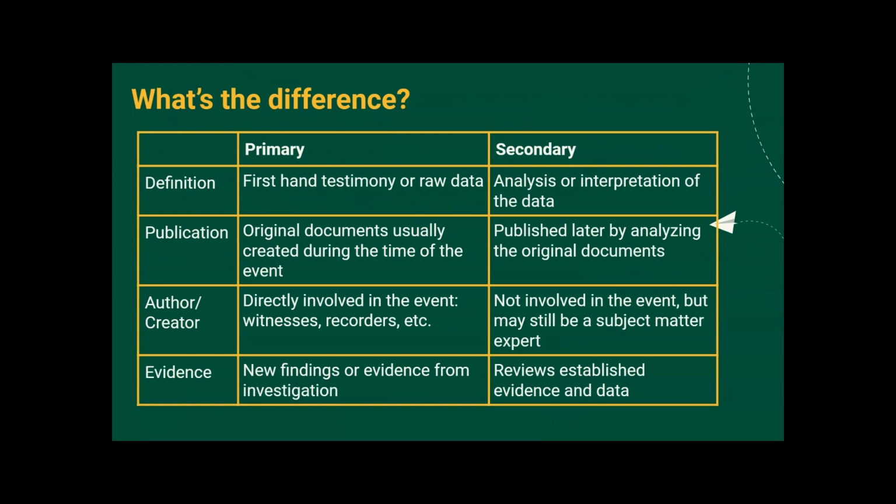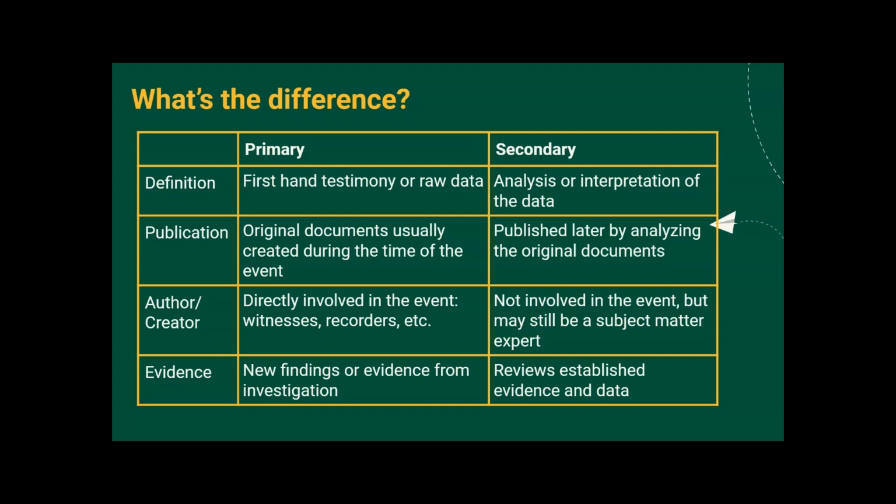Is the document firsthand or an interpretation of the source material? When was it published? Primary sources are generally created at the time of the event, and secondary sources usually are published later by analyzing those artifacts. Was the author or creator directly involved in the event? Secondary sources are usually written by subject matter experts that were not actually involved at the time. Does the source present new evidence? If there's a new finding, that will often be a primary source, as secondary sources will review established evidence and data found in other studies.